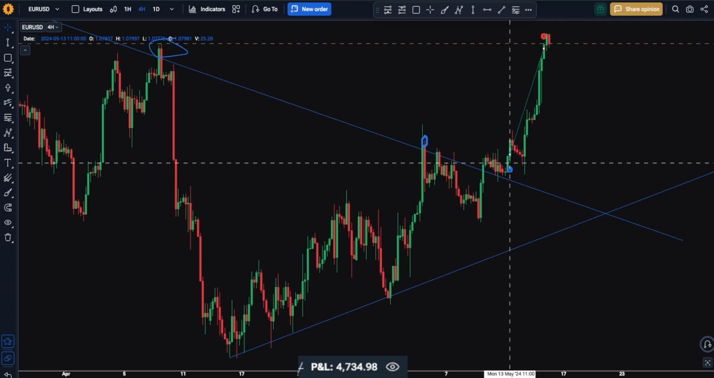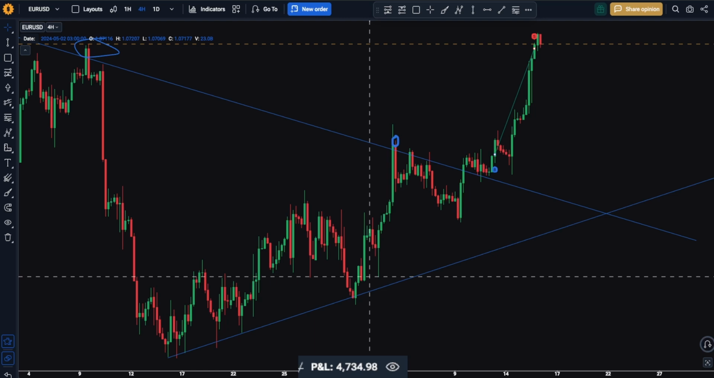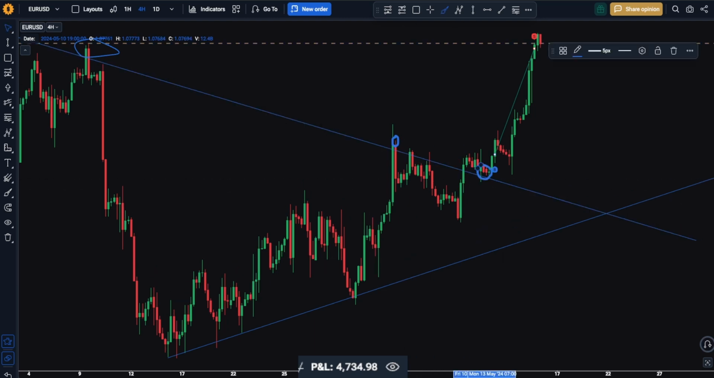The breakout candle displayed full body structure closing well above the trend line. And number 3, the retest pattern. The pullback to the broken trend line allowed the market to establish this level as new support. The retest provides high probability entry compared to chasing the initial breakout.